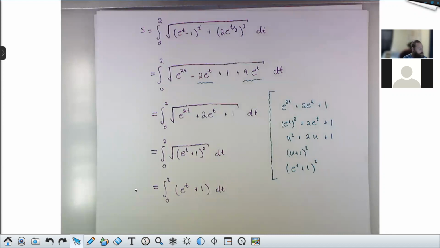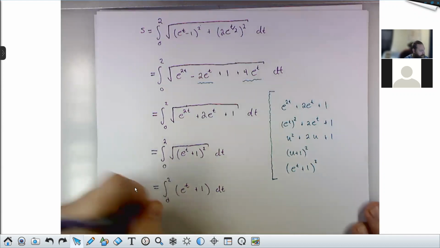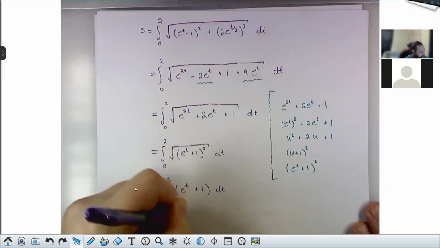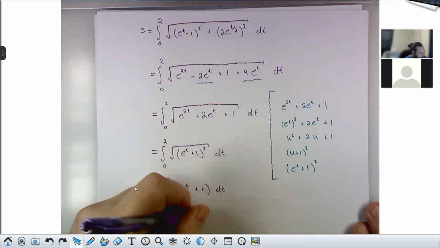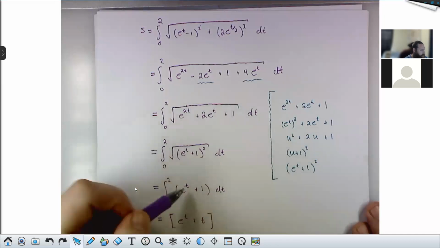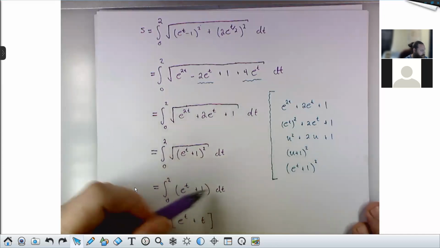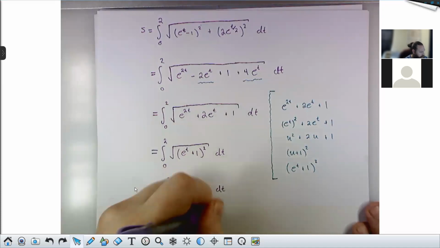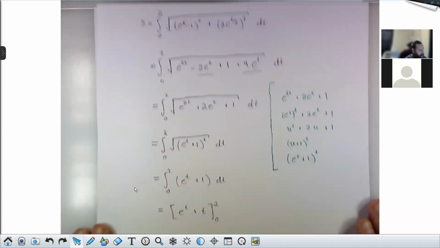Okay, great. Now we can calculate our antiderivative. That's going to be e to the t plus t. The integral of e to the t dt is e to the t. The integral of 1 dt is t. And I evaluate this from 0 to 2.